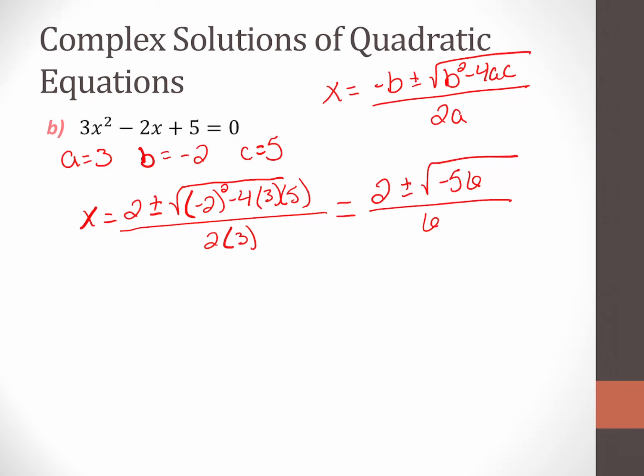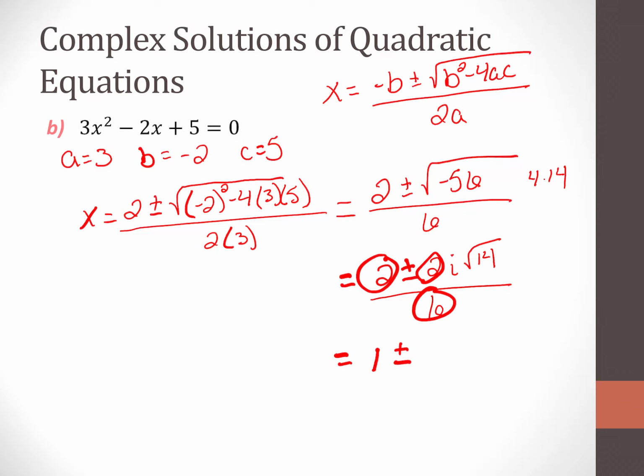So now we can have negatives because I know how to simplify this. This is going to be 2 plus or minus, and then we need to break down 56. We can break down 56 with 4 and 14. Remember the negative means i comes out, square root of 4, so this would be 2i radical 14 all over 6. And then we need to simplify because our 2 and our 6 are all divisible by 2, so this would be 1 plus or minus i radical 14 all over 3.